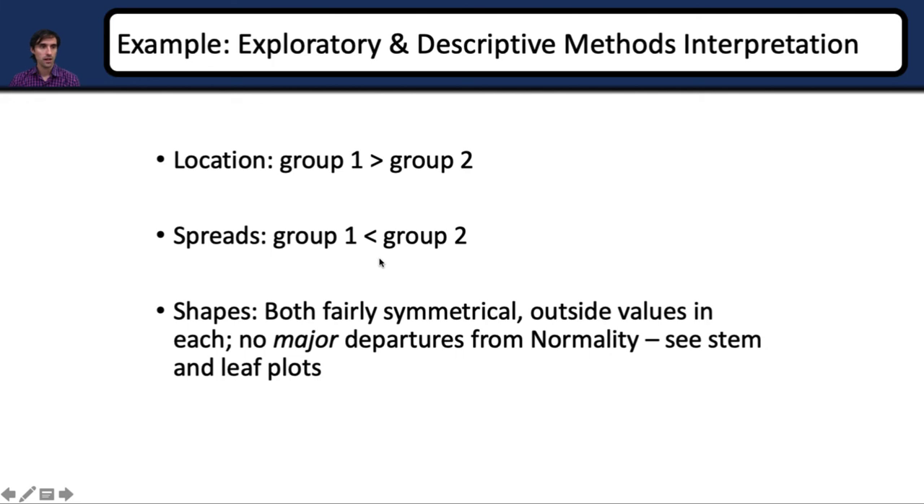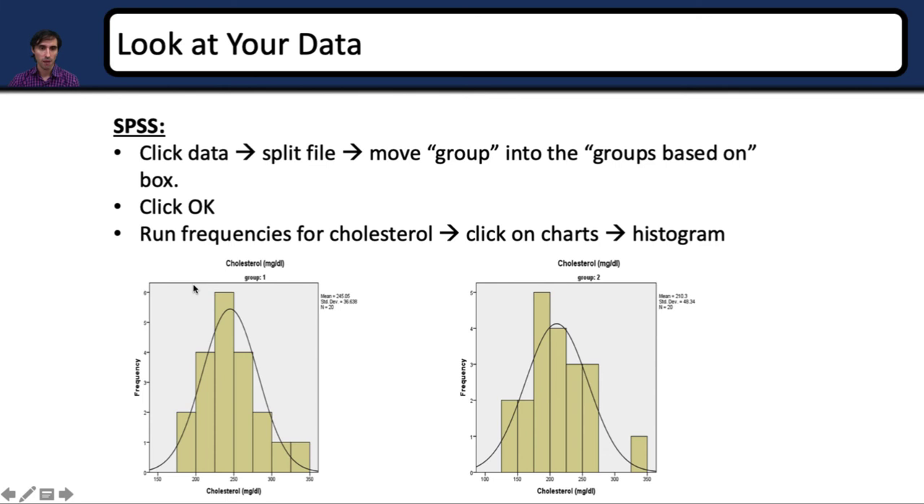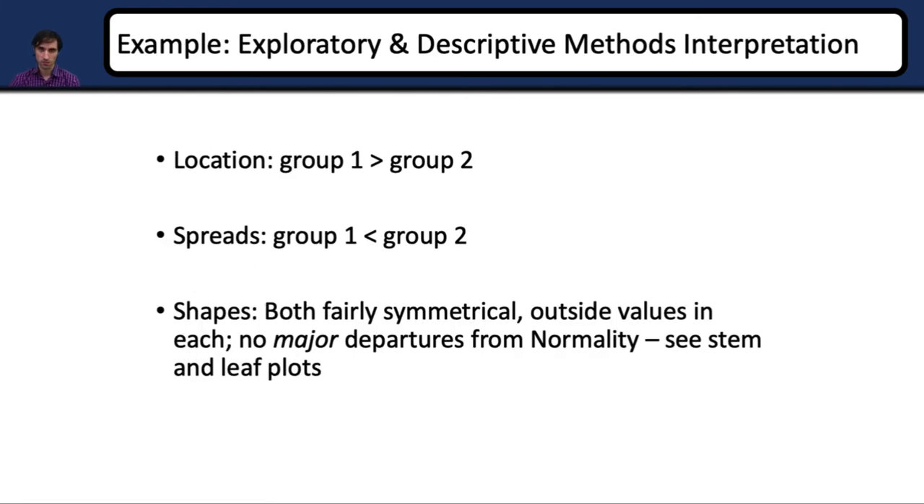Oh, excuse me, I should say this, though. We should always explore and explain what the data shows. I'm just going faster because I've been lecturing for a while.